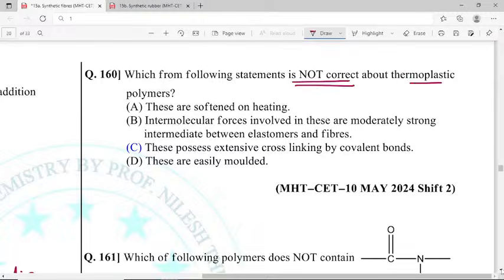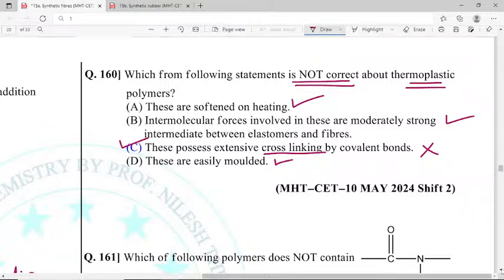Which is not correct about thermoplastics? They soften on heating, correct. Intermolecular forces involved are moderate, correct. This possesses extensive cross-linking, wrong, not correct. These are easily molded, yes, correct. Thermoplastics are easily molded.